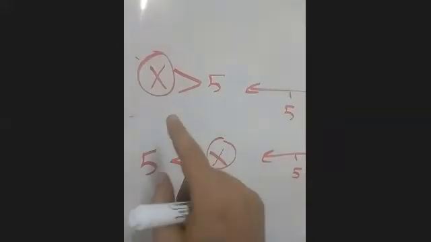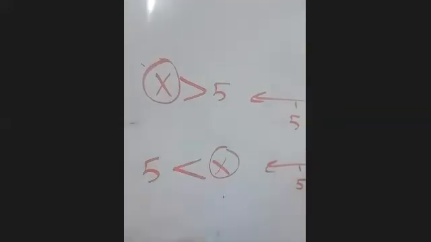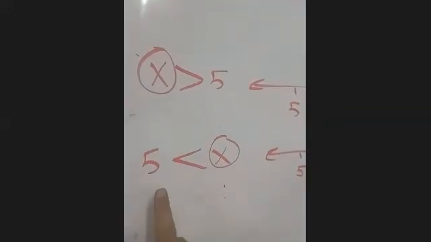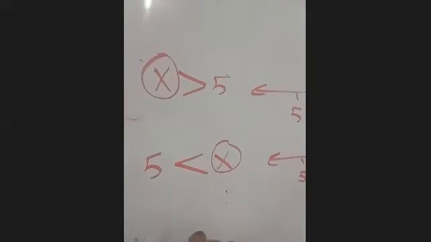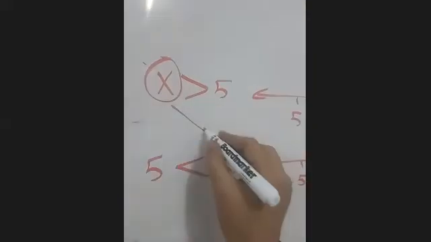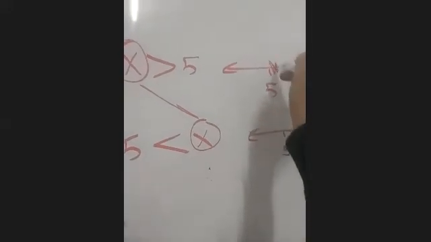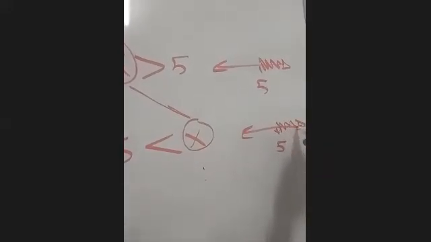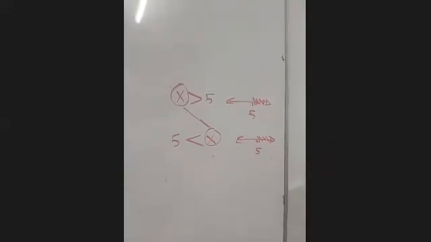Now here we say x is more than 5. And here we don't say 5 is less than x. No, we say x is more than 5. We always start from the variable, so we always go to the right. Don't forget that. It's important.